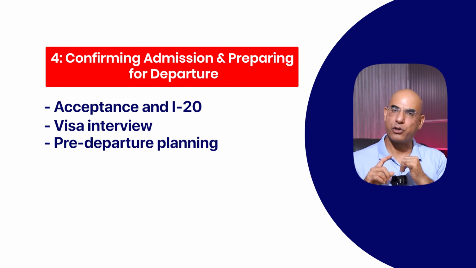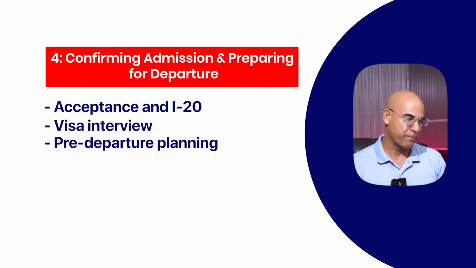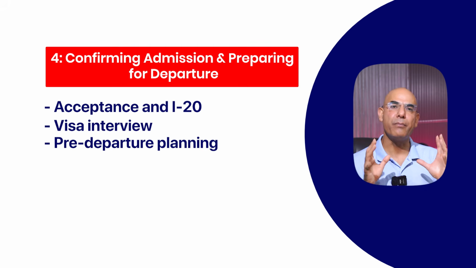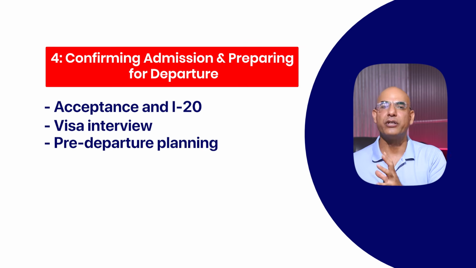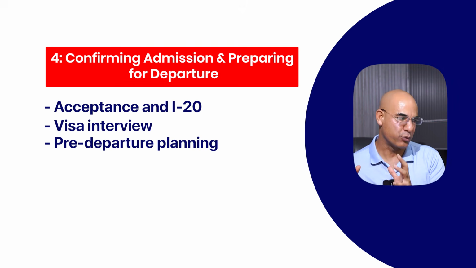Pre-departure planning: securing housing, understanding health insurance requirements, and registering for orientation are also important parts of pre-departure planning. Remember, community colleges are much cheaper than a four-year university. Classroom sizes are usually small in a community college as compared to a large four-year university.